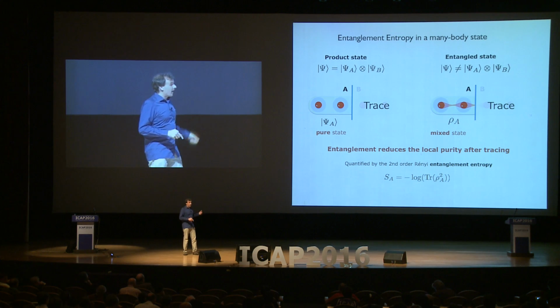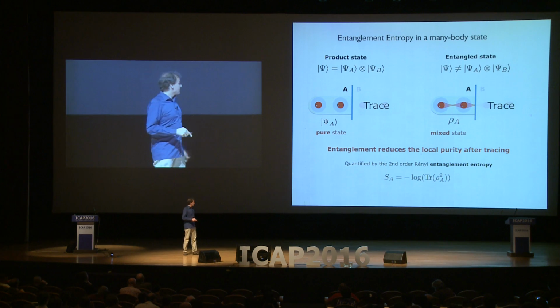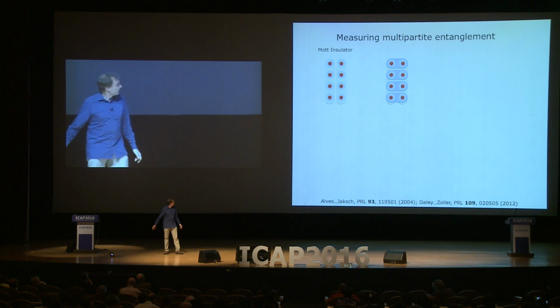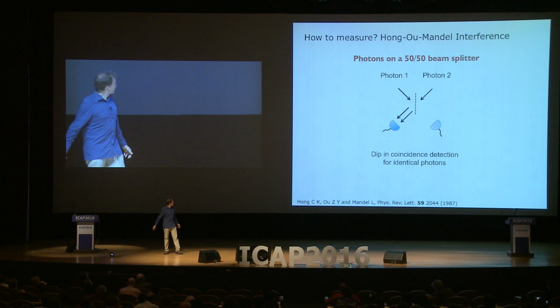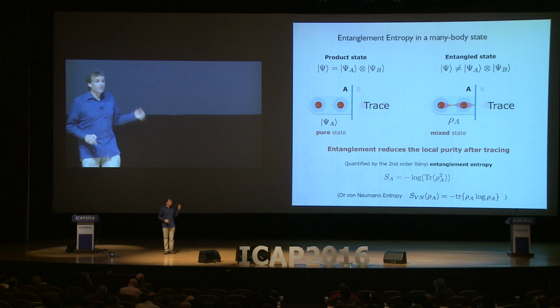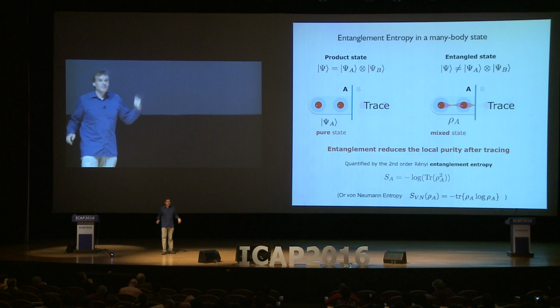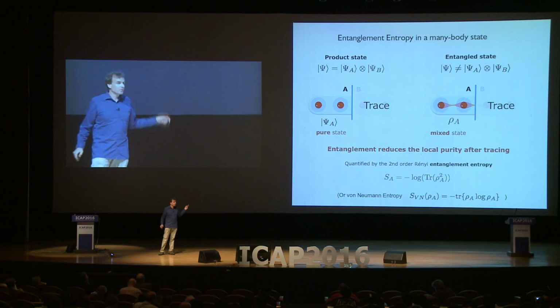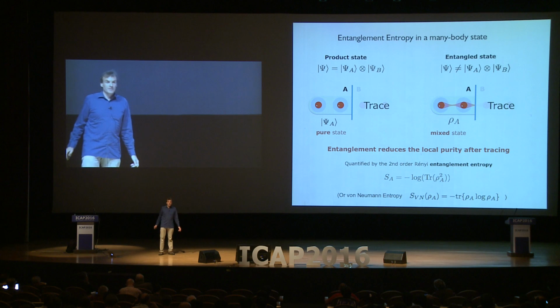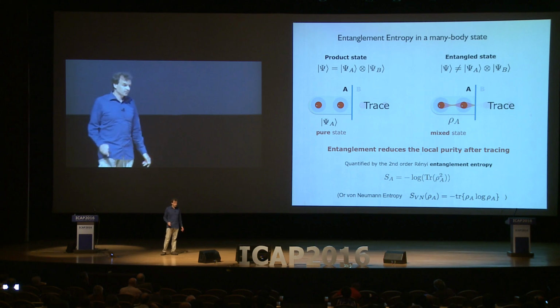There are other ways to do it. It turns out the nicest way is the von Neumann entropy, which is trace of rho log rho. But of course, that's a bit more complicated experimentally. But you can think of this being the leading order approximation of the von Neumann entropy.